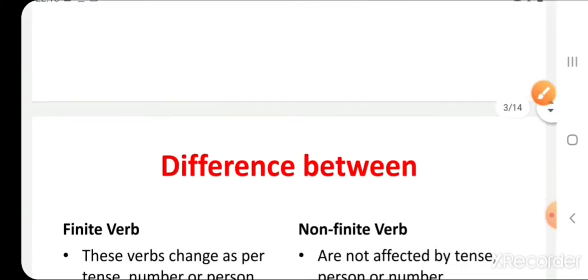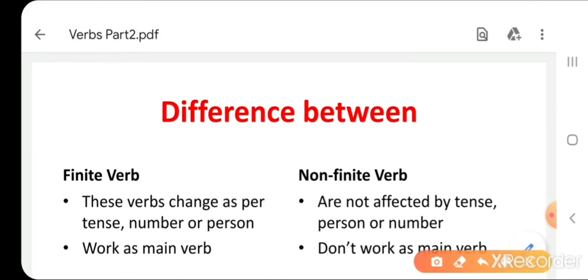So let's learn the difference between finite verb and non-finite verb. Finite verbs change as per the tense, number or person. That means if the tense changes, then the verb forms are changed. If the number changes, that means singular and plural, then also the verb is changed. And person, that means third person, first person, second person. For example, for I we use am, for he we use is in present continuous tense. So in such a way these verbs change.